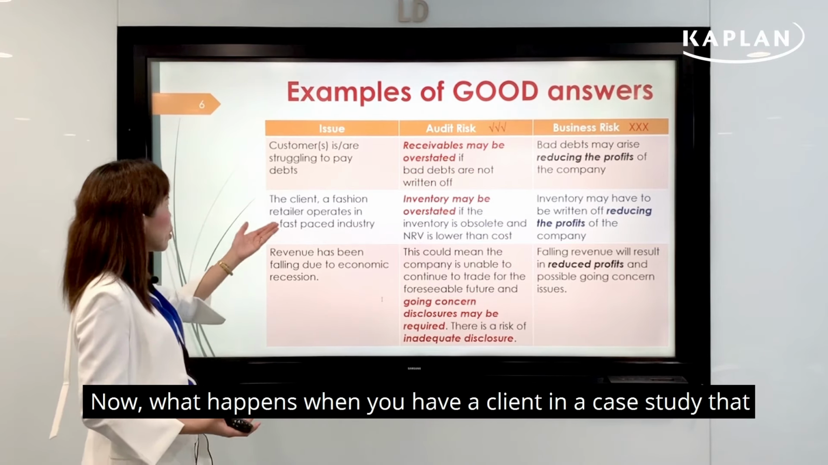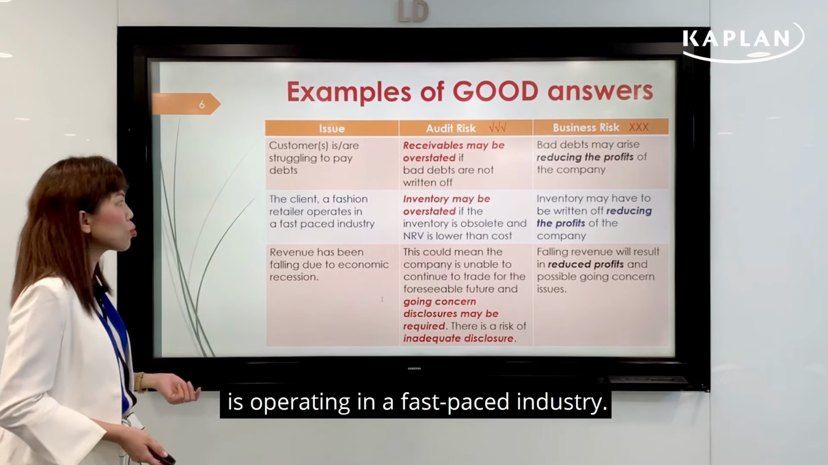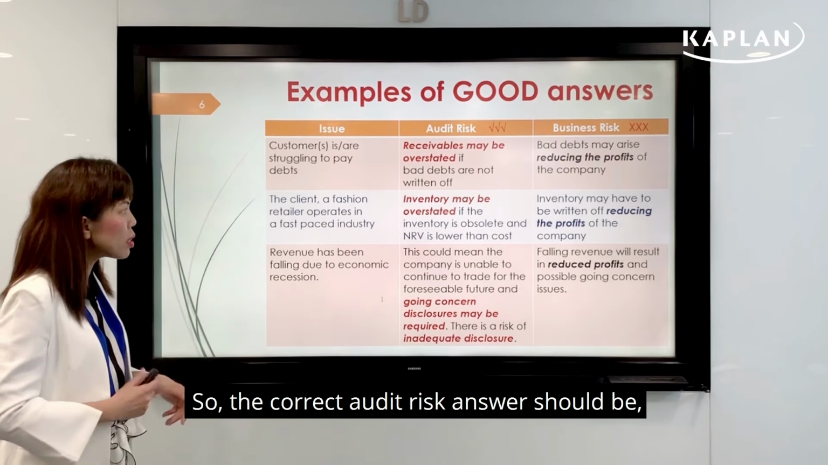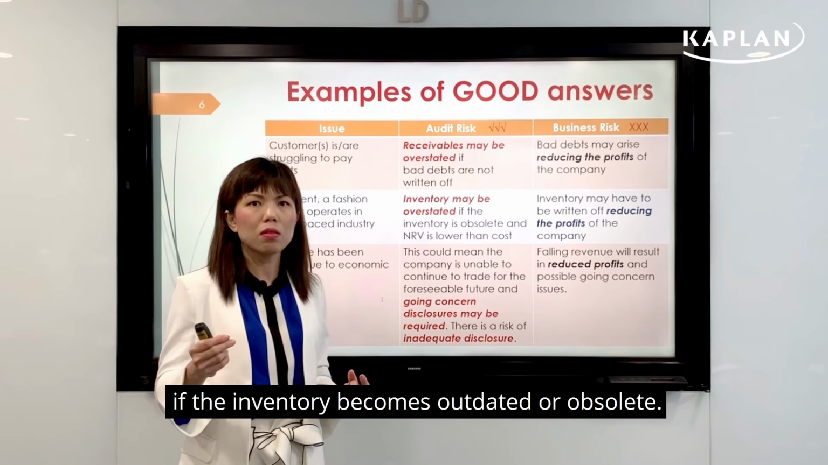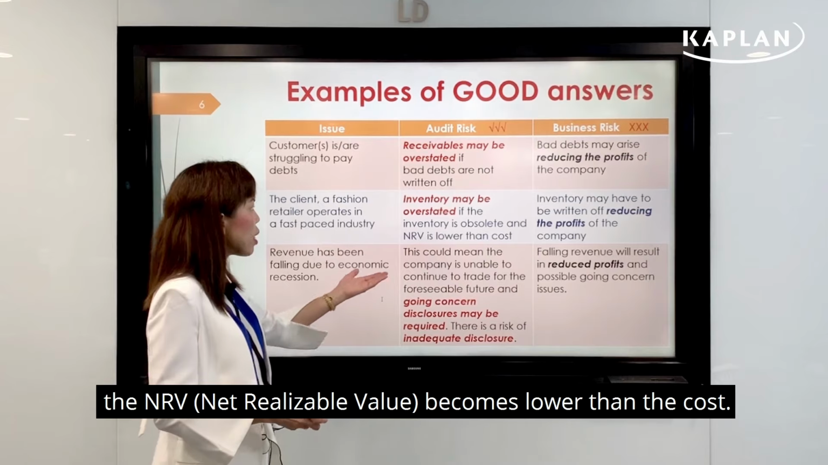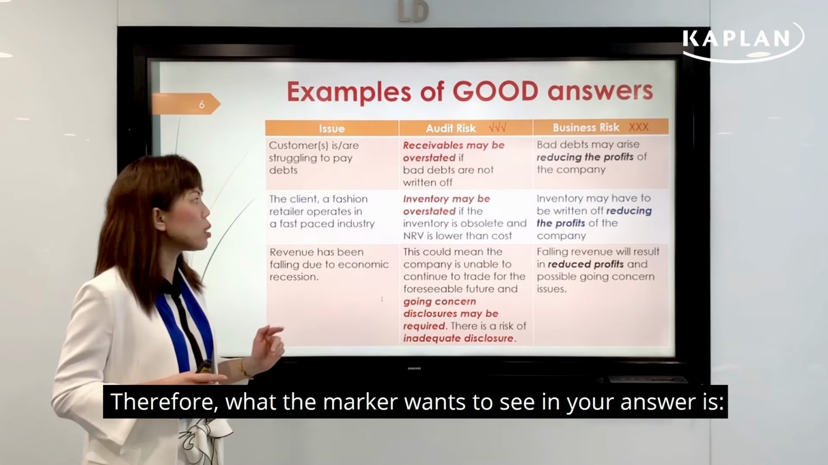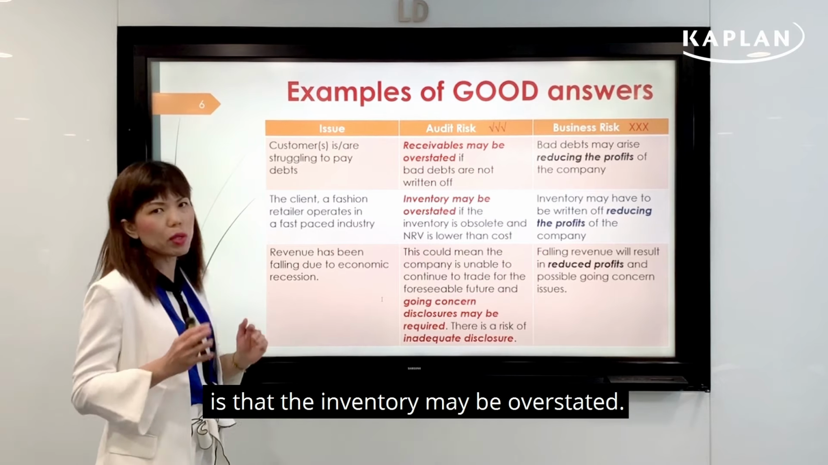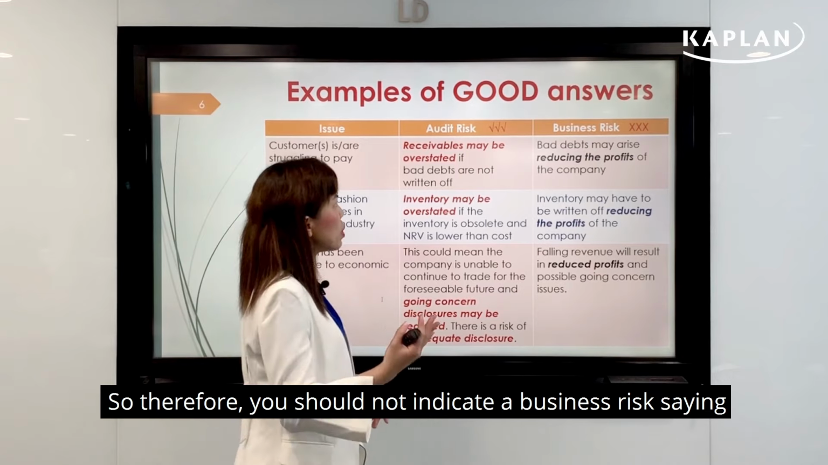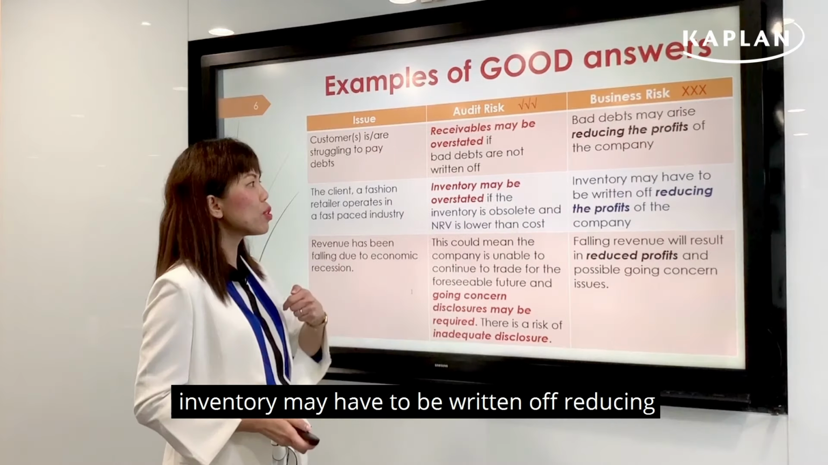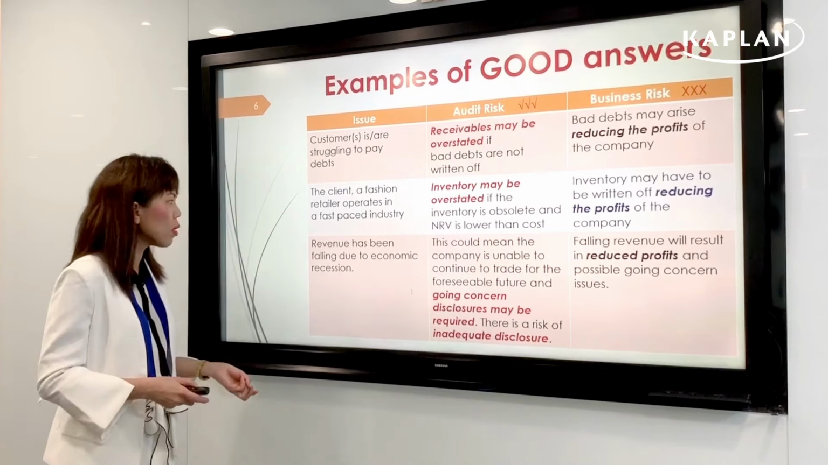Now, what happens when you have a client in a case study that is operating in a fast-paced industry? The correct audit risk answer should be, if the inventory becomes outdated or obsolete, the market price, in other words the NRV, becomes lower than the cost. So what the marker wants to see in your answer is that inventory may be overstated. You should not indicate a business risk such as saying inventory may have to be written off, reducing the profits of the business.